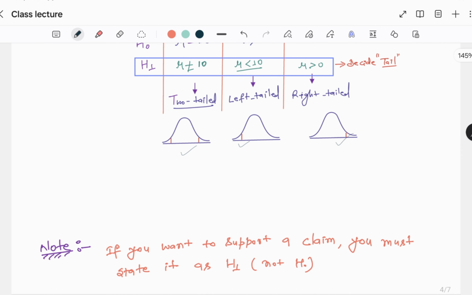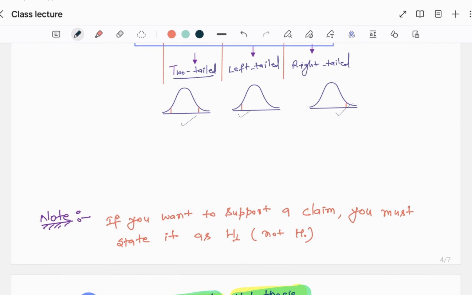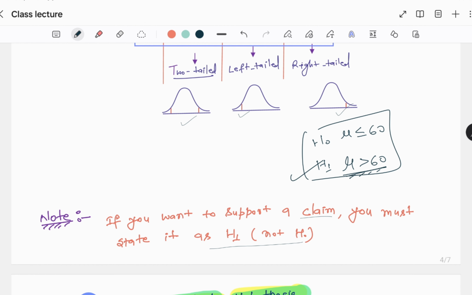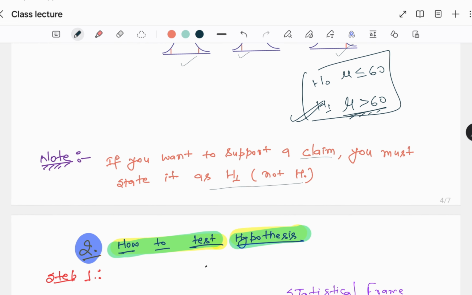One thing you have to note: if you want to support your claim, then you must state it as the alternative hypothesis. For example, if I say the average marks of this school is greater than 60, that means mu is greater than 60. If I want to support this statement, then I will consider this as H1. Then H0 will be less than or equal to 60. So if you want to support any claim, you must consider it as the alternative hypothesis.